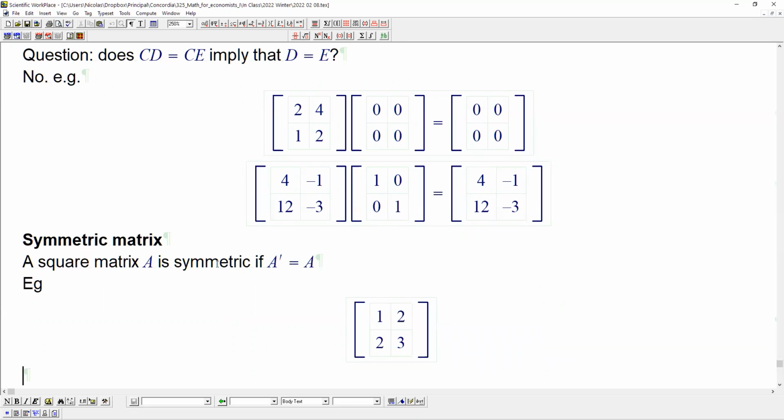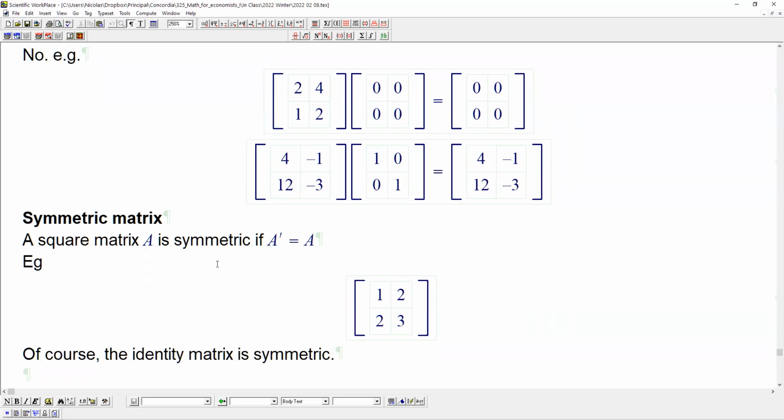And of course, the square zero matrix, but I'm not going to talk about the zero matrix, not such an interesting case. Of course, the identity matrix is symmetric. Okay, so these have nice properties too. I'm just laying everything out there now, and when the time comes, we can start discussing in more detail what's up with that.